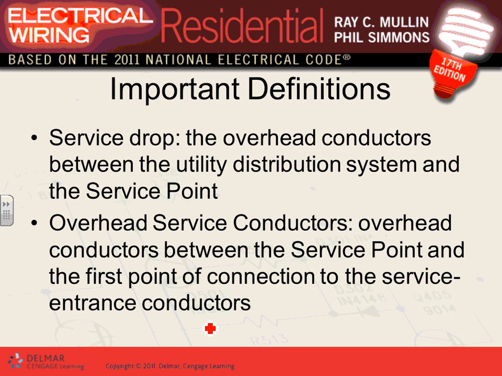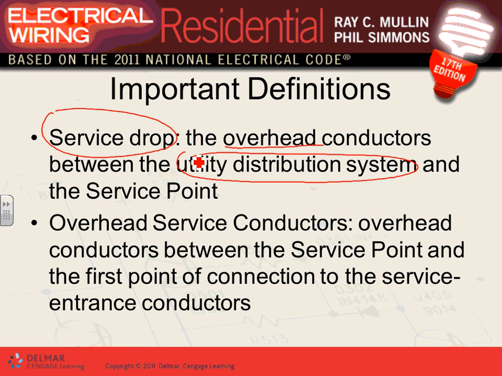Okay, there's a few definitions that you have to understand when it comes to the service, guys. It will help you understand how we bring electrical power to a building. Definition number one is called service drop. These are the power lines coming to your house. In the code, we don't call them power lines, we call them service drop. They're called overhead because they're hanging overhead. They are the conductors between the utility distribution system, aka the big fat fluffy transformer on the pole, and the service point.